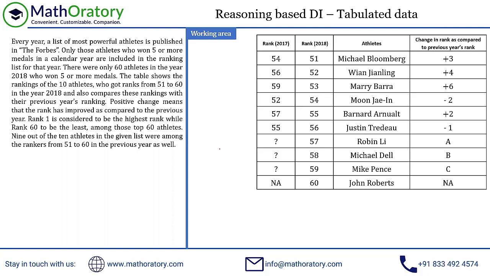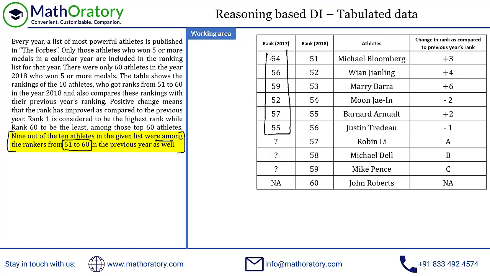Now, coming to a couple of things, one is this is not known to us. So the ranks in 2017 of these 3 people are unknown to us, and everybody is getting a different rank. So in this case, we can comment something about the ranks of these three people. Because if you remember the premise, the last bit, it said that 9 out of the 10 athletes in the given list were among the rankers from 51 to 60. So even in these three cases, they cannot get a rank of 49 or 38 or something. These three numbers also have to be in the range of 51 to 60.